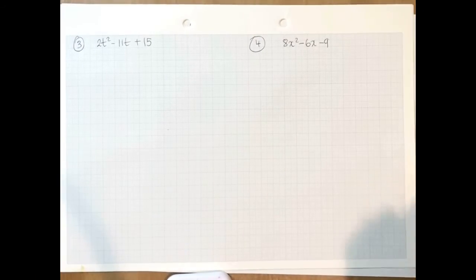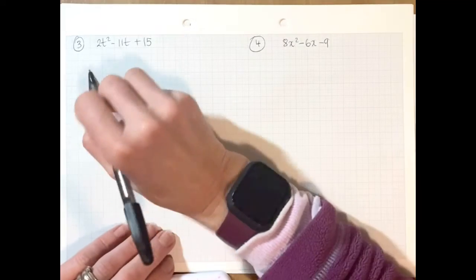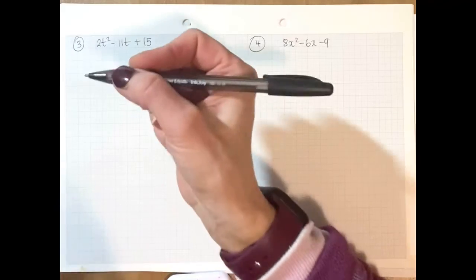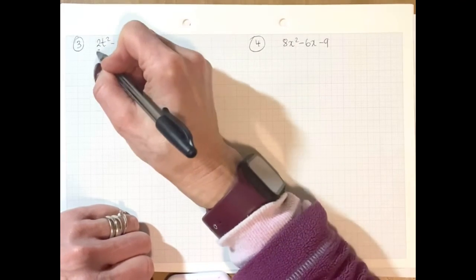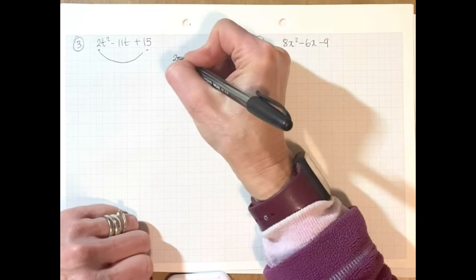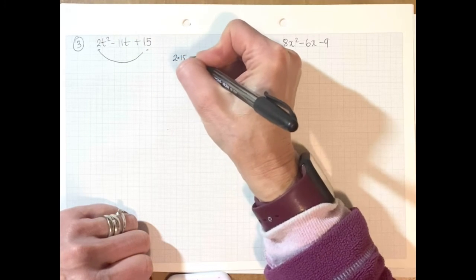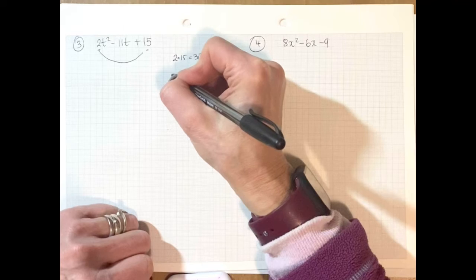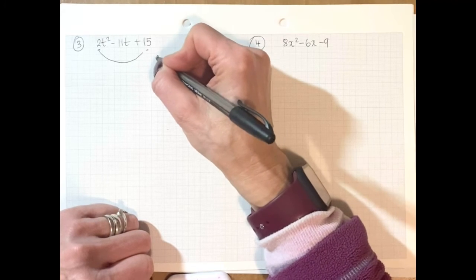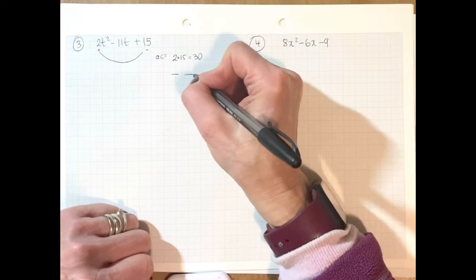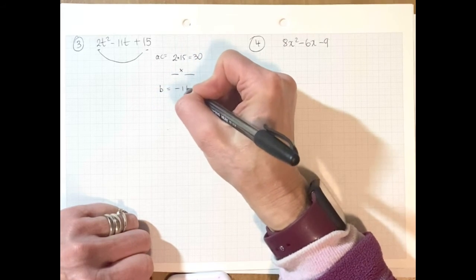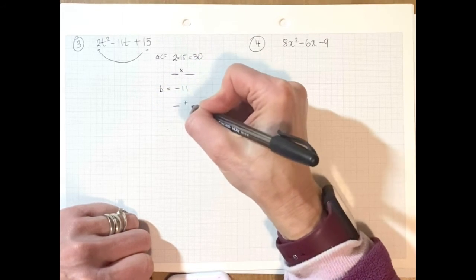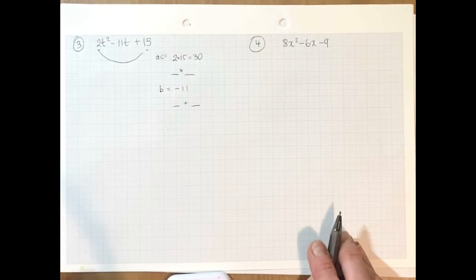Okay, example 3 and 4, in factorizing quadratics where a is not equal to 1. So let's have a look. First thing we need to do is multiply 2 by 15. So 2 times 15 is going to be 30. So we're going to look for two numbers. This is your AC, by the way. So that's two numbers that multiply together to give you 30. B is equal to -11. So then we're looking for two numbers that add together to give me -11.